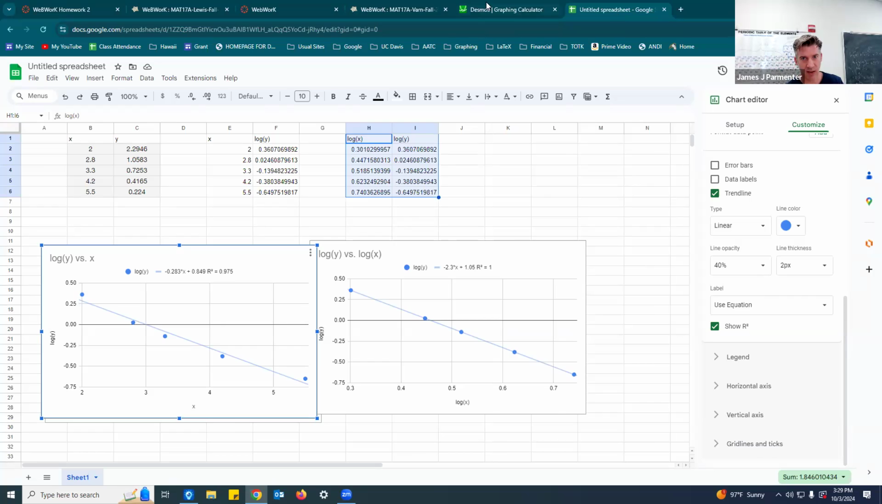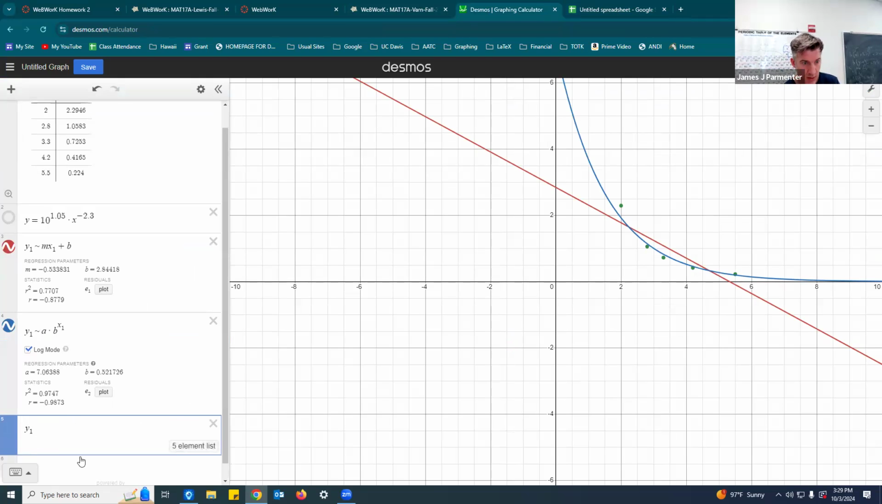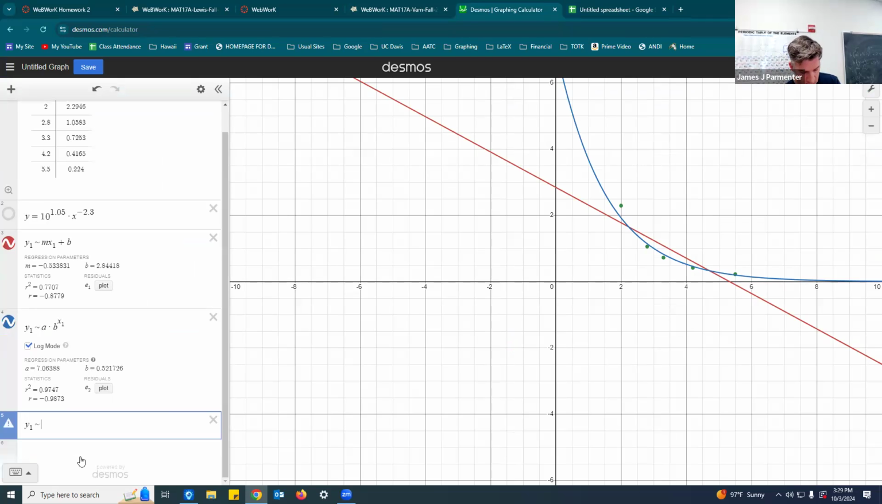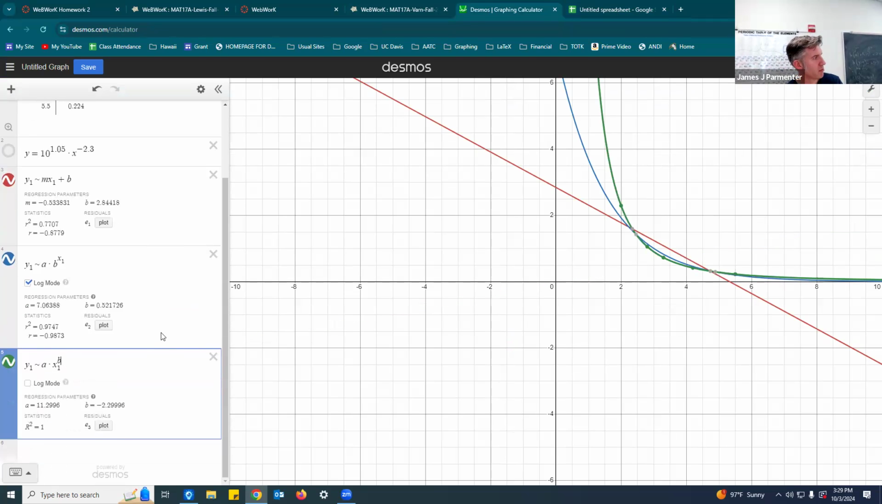Okay. So finally, that was testing to see if it was exponential because it's a times b to the x. We test the last one, y sub 1 tilde power function, so a times x to the b. Perfection. R squared equals 1. So we know that the relationship should be a power function. And it even gives you the a and the b. Yeah, look. I wrote it as 10 to the 1.05 times x to the negative 2.3.